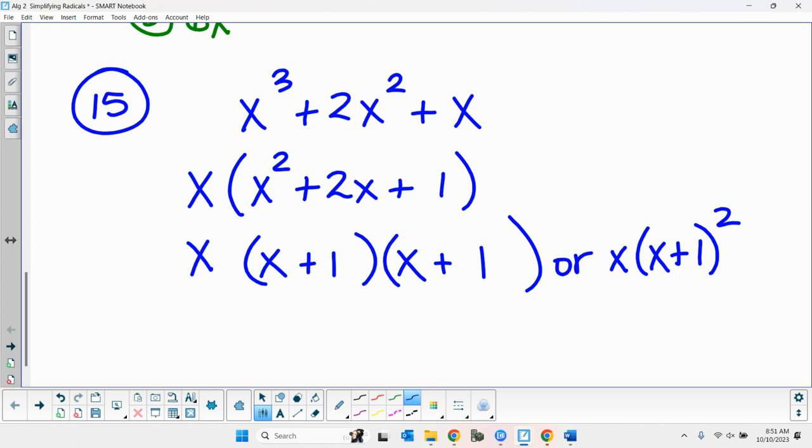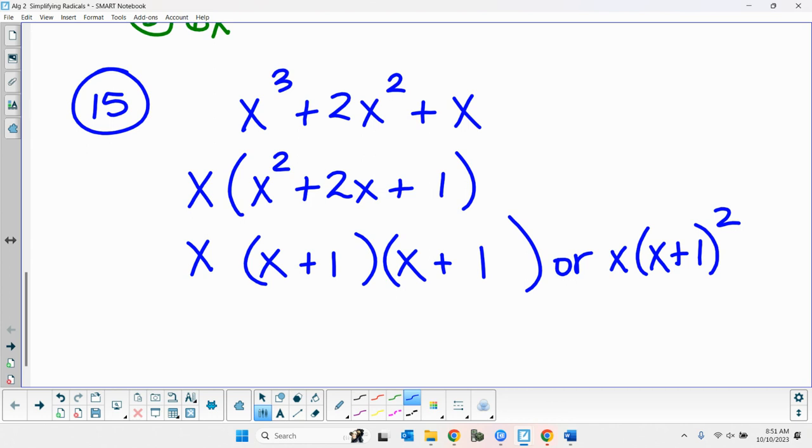Number 16, take the 2 out for the GCF. And then you're going to get 2, and then the quantity x minus 6 and the quantity x minus 8. Again, it doesn't have to be in that order. Number 17, you got to go 4 times 3, get 12, and use negative 12 and negative 1 to get positive 12, and add it to get negative 13. Rewrite it, group it, and you get x minus 3 and 4x minus 1.